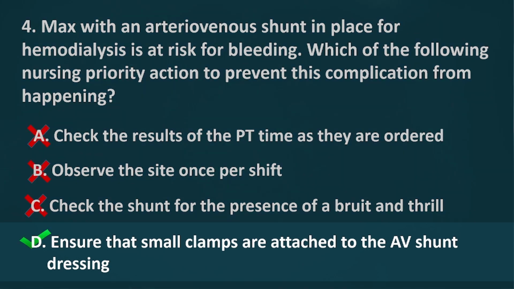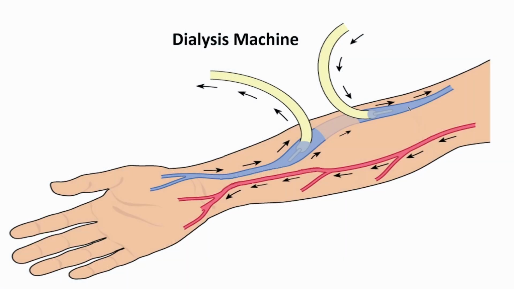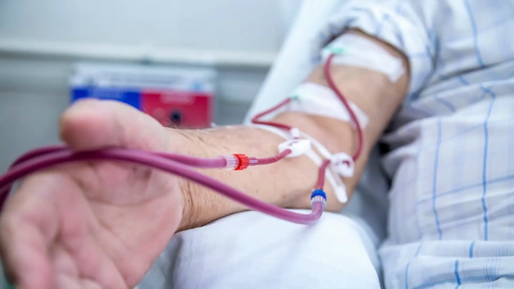The correct answer is letter D. Ensure that small clamps are attached to the AV shunt dressing. An AV shunt is a less common form of access site but carries a risk of bleeding when it is used, because two ends of an external cannula are tunneled subcutaneously into an artery and a vein. If accidental disconnection occurs, the client could lose blood rapidly. For this reason, small clamps are attached to the dressing that covers the insertion site to use if needed.